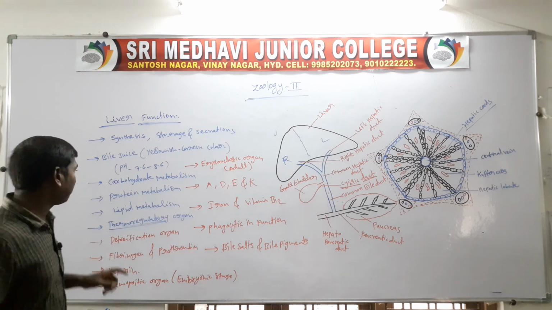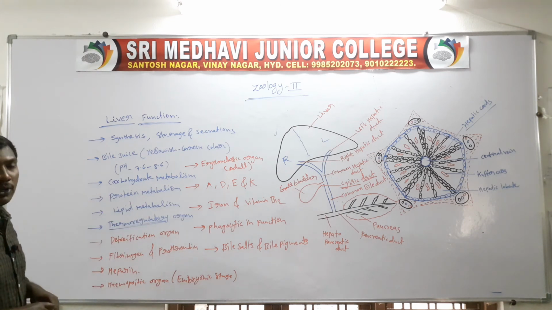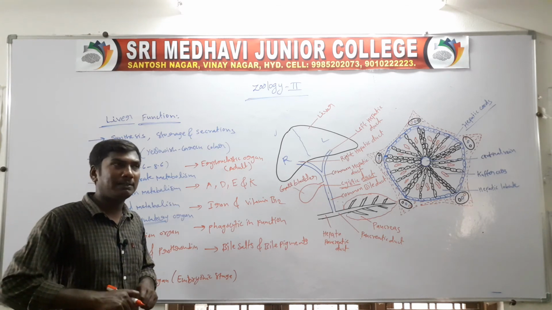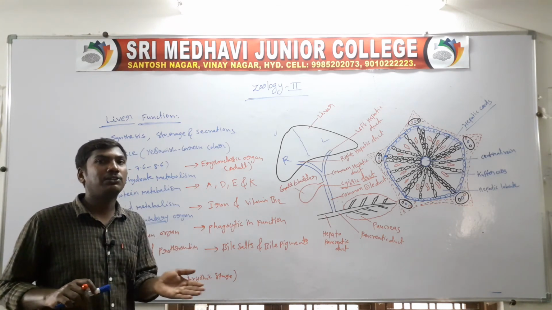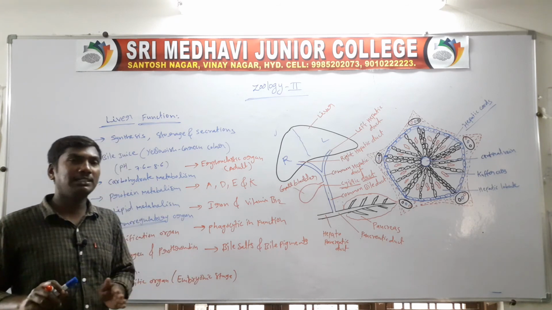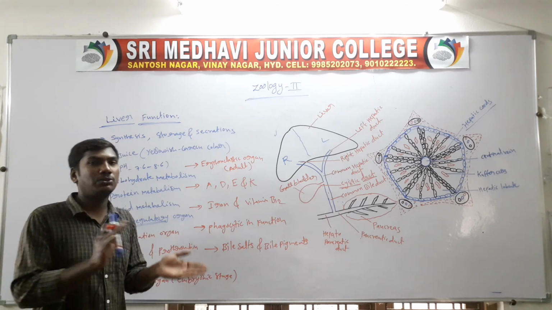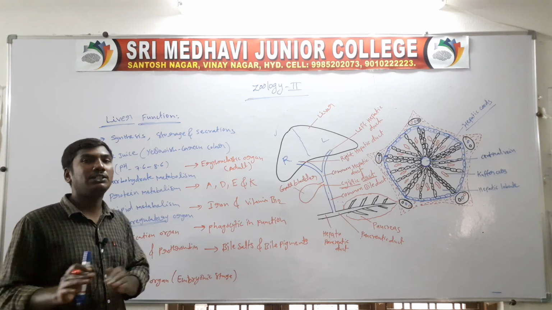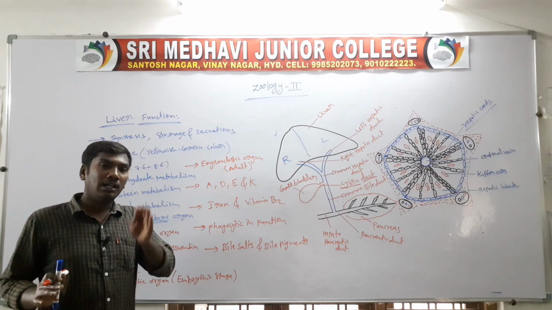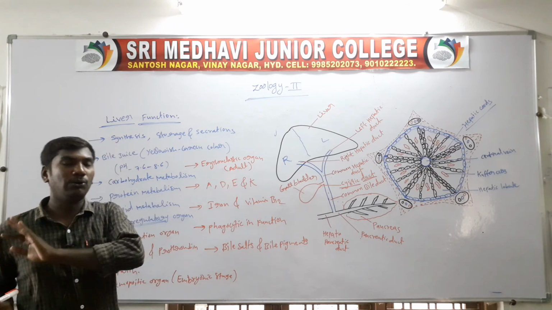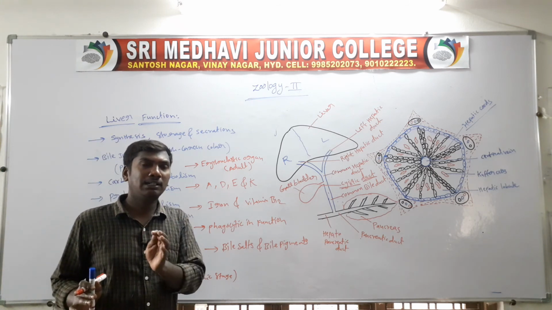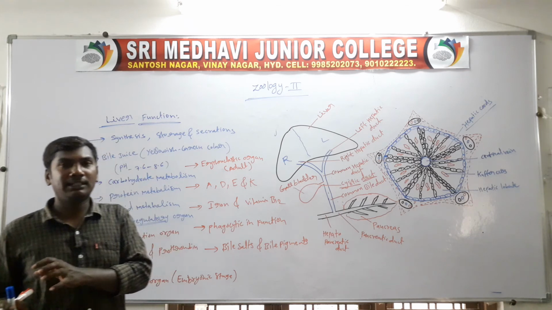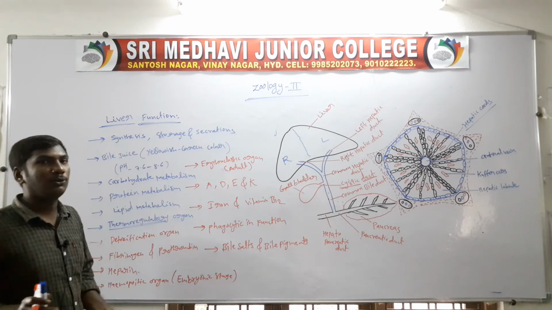Next one, the liver plays a key role in carbohydrate metabolism. Carbohydrate metabolism means glycogenesis, glycogenolysis and gluconeogenesis. Glycogenesis means conversion of glucose to glycogen. Glycogenolysis means conversion of glycogen to glucose. Gluconeogenesis means formation of glucose from non-carbohydrates, proteins and lactic acid.